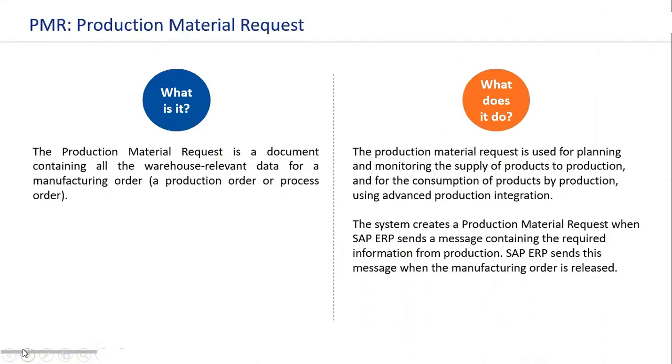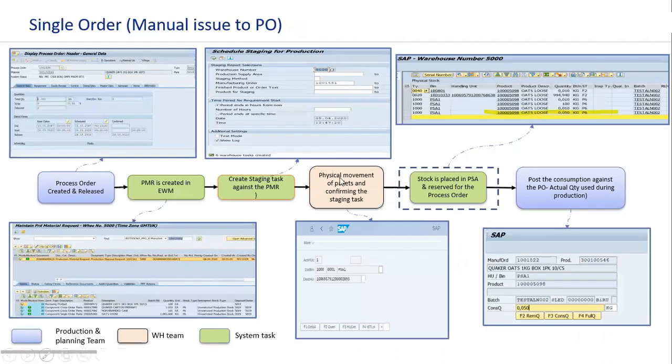So what is a production material request? It's a document containing all warehouse relevant data for the manufacturing order, a production order or process order. What does it do? The production material request is used for planning and monitoring the supply of products to production and for the consumption of products by production using advanced production integration. The system creates a production material request when SAP ERP sends a message containing the required information from production. SAP ERP sends this message when the manufacturing order is released. So these slides are just showing some of the differences between single order and cross order.